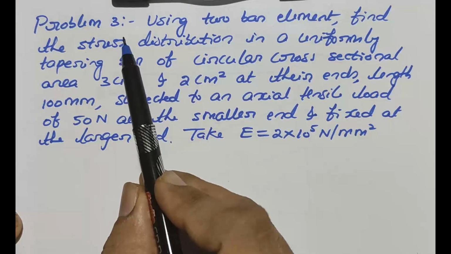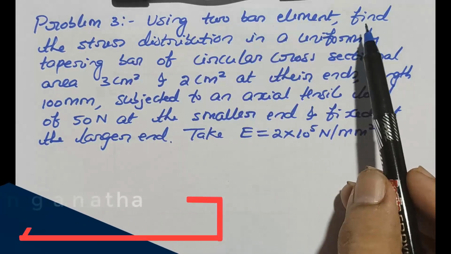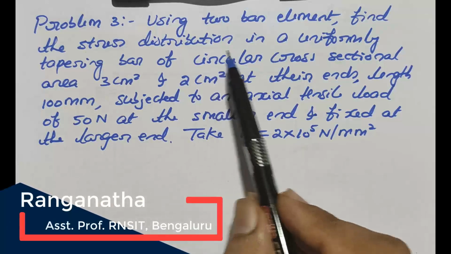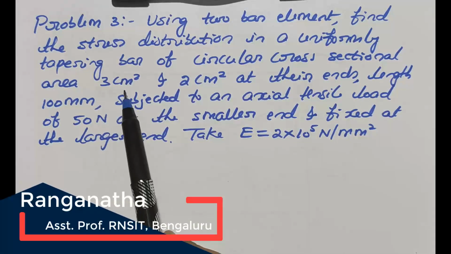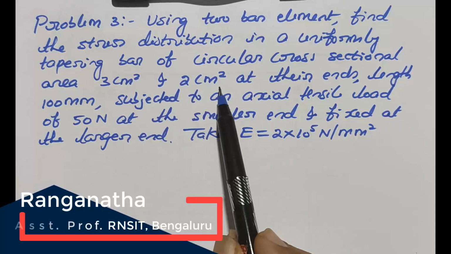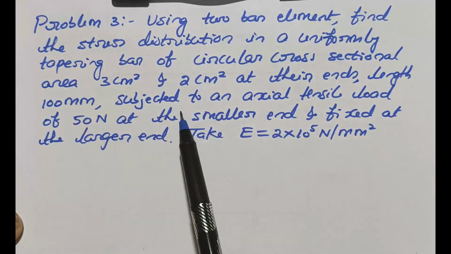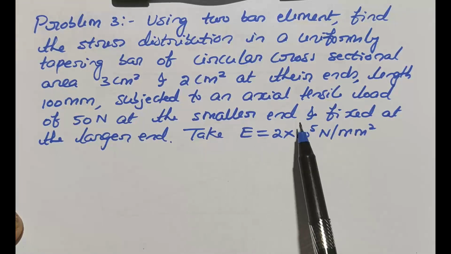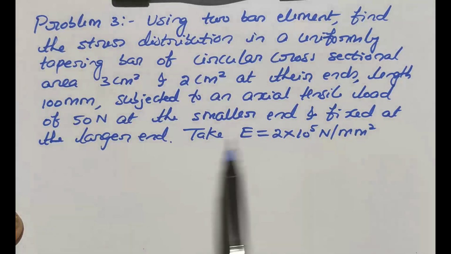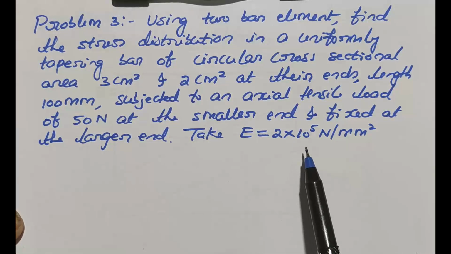Problem number 3 on penalty method. Using 2 bar element, find the stress distribution in a uniformly tapering bar of circular cross-sectional area 3 cm square and 2 cm square at their ends, length 100 mm, subjected to an axial tensile load of 50 Newton at the smaller end and fixed at the larger end. Take E is equal to 2 into 10 to the power of 5 Newton per mm square.